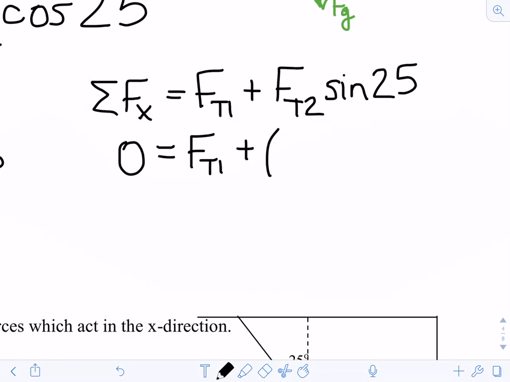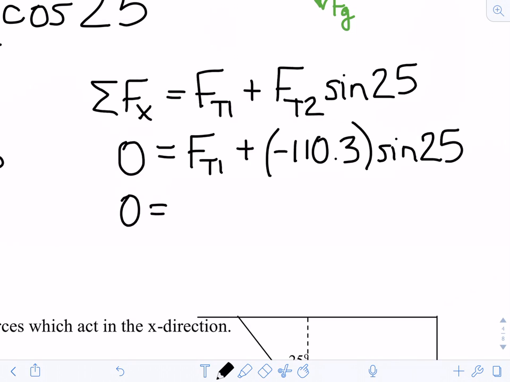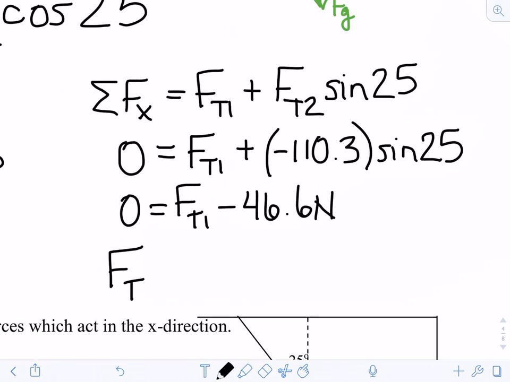So we'll have 0 equals FT1 plus, now since the x component of FT2 is pointed to the left, I'm going to call it FT2 a negative 110.3. That way I'm getting that leftward direction in there. Okay, and when we take 110.3 times the sine of 25, we end up getting 46.6 newtons. And so, therefore, we know that the tension in the first rope has to be 46.6 newtons.